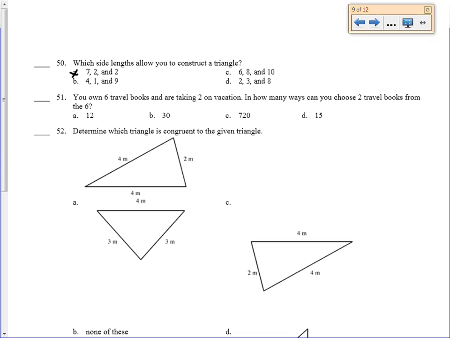Okay? 6, 8, and 10. I'm just going over to C. B doesn't work because 4 plus 1 gives me 5, and that's not greater than 9. 6, 8, 10. If I really knew what I was doing right here, I probably would have gone straight to 6, 8, and 10 because 6, 8, and 10 is part of a Pythagorean triple. Does anybody know which Pythagorean triple? 3, 4, 5. That's right. This is just like a 3, 4, 5. 6 plus 8 is 14. 8 plus 10 is greater than 6. 10 plus 6 is greater than 8. But this comes from a 3, 4, 5 triangle.